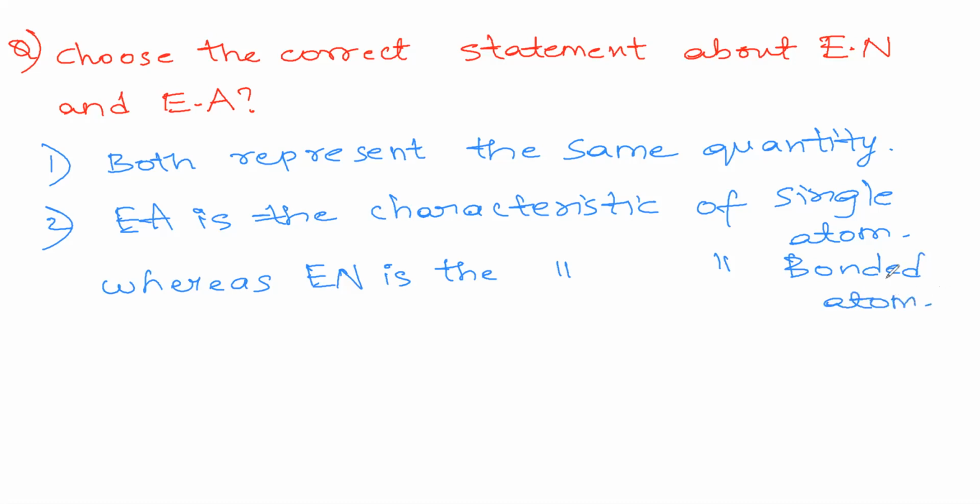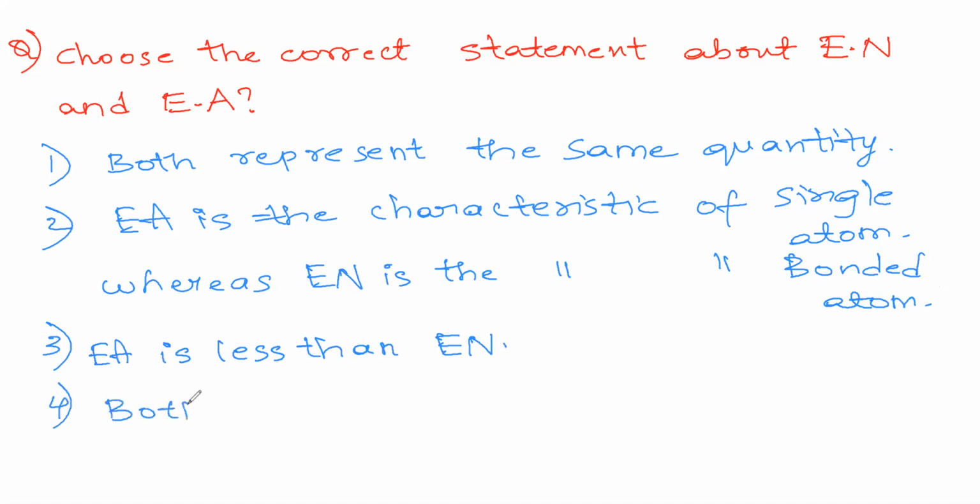Third option, EA is always less than EN. Fourth option, both of them release or absorb energies.